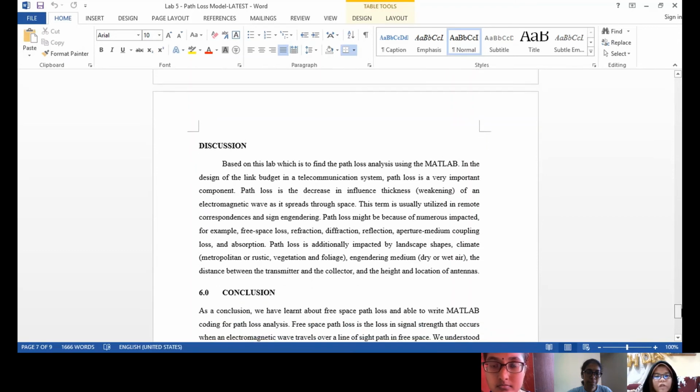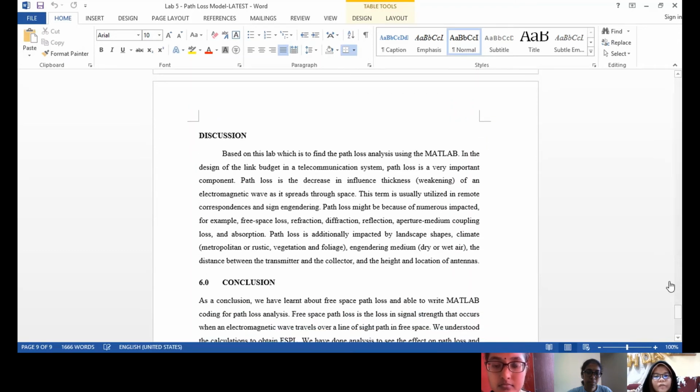Next, we proceed to the discussion. We're using the MATLAB software to calculate the path loss analysis. Path loss is important in designing the link budget in a telecommunication system. Path loss is the decrease in intensity, which is weakening of an electromagnetic wave as it spreads.